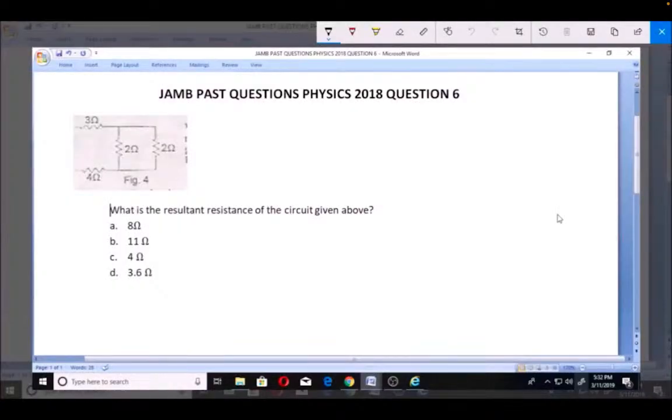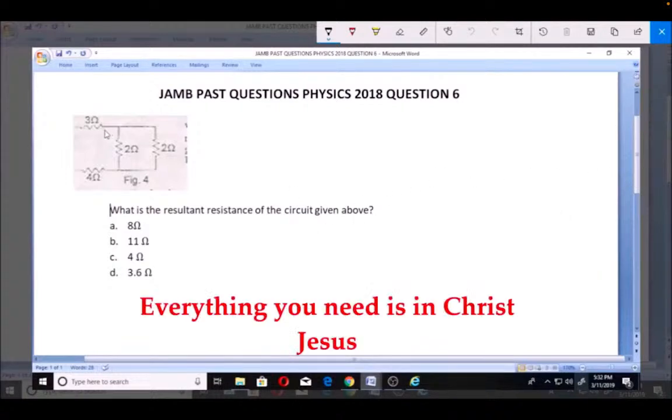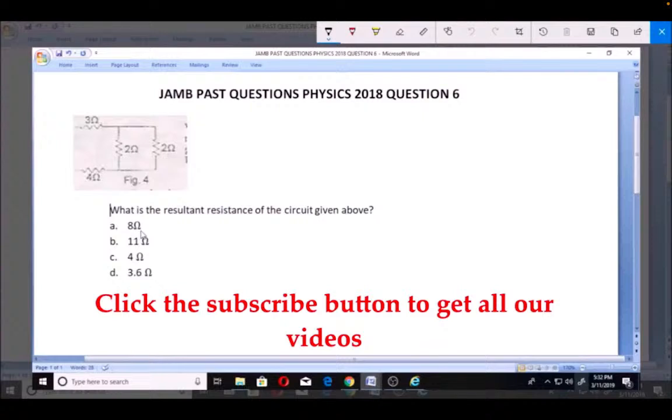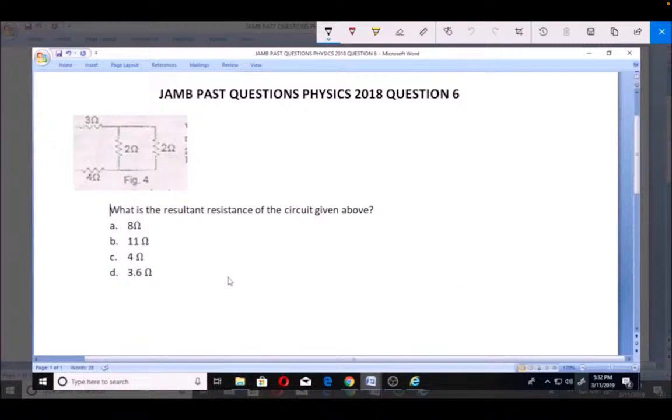Yes, let's look at this question number 6 for JAMB Physics 2018. What is the resultant resistance of the circuit given above? This is the circuit, and we are told to calculate the resultant resistance of this 3 ohm, 4 ohm, 2 ohm, and 2 ohm in this Fig 4. Now, the options are A, 8 ohm, B, 11 ohm, C, 4 ohm, D, 3.6 ohm.